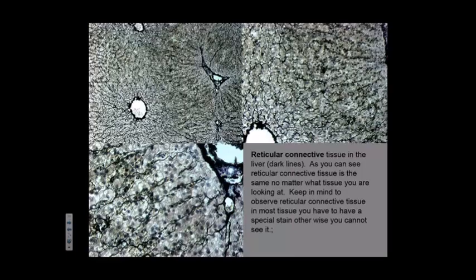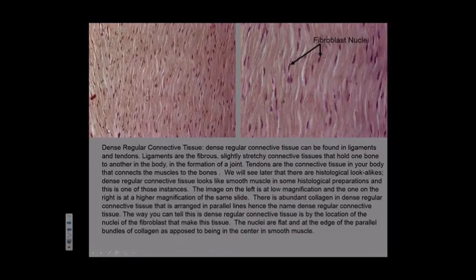Okay? If I did your heart, we'd find it there too. Here is dense regular connective tissue. Remember, they're kind of like in parallel lines, and you got to use your imagination. Sometimes they're not all parallel, but within each bundle they're parallel. And these dark things in there are fibroblasts that make the connective tissue.